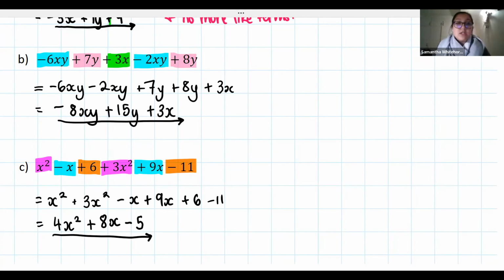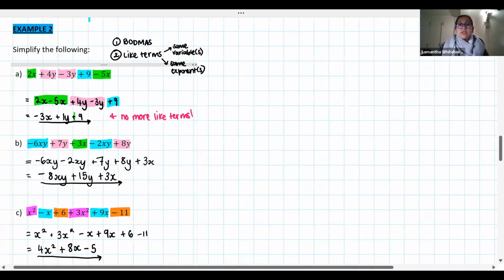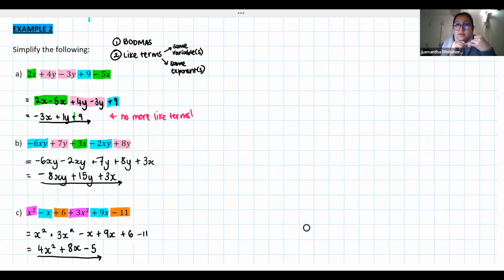All righty, guys. So screenshots. I'll just go back to A just in case. Take your screenshots here. Important things, like terms. Obviously, check for BODMAS. That's also important. But when you're just dealing with addition and subtraction, what you need to look for are like terms. And if you mess up your like terms, then unfortunately, it means your simplification is also a little bit dodgy.